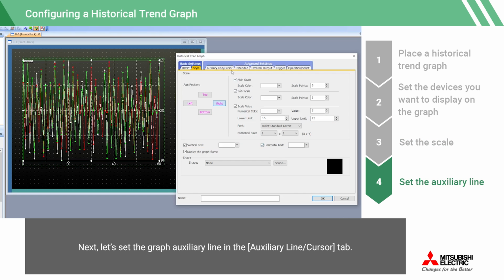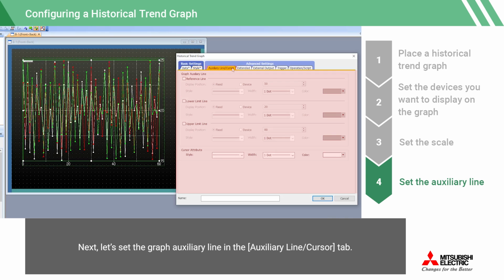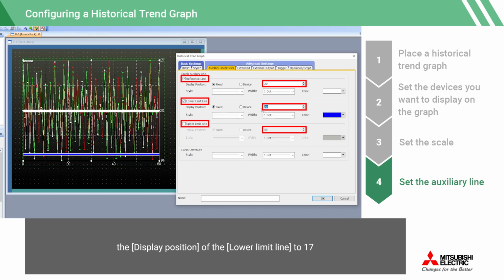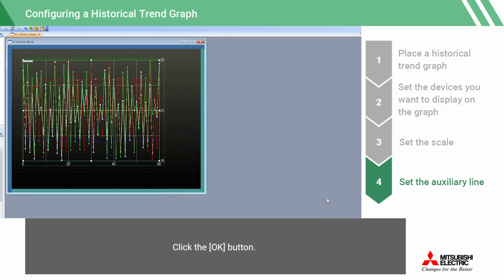Next, let's set the graph auxiliary line in the Auxiliary Line Cursor tab. Let's set the reference lines for the graph. Here, we set the display position of the reference line to 20, the display position of the lower limit line to 17, and the display position of the upper limit line to 23. Click the OK button. The configuration of the historical trend graph is now complete.